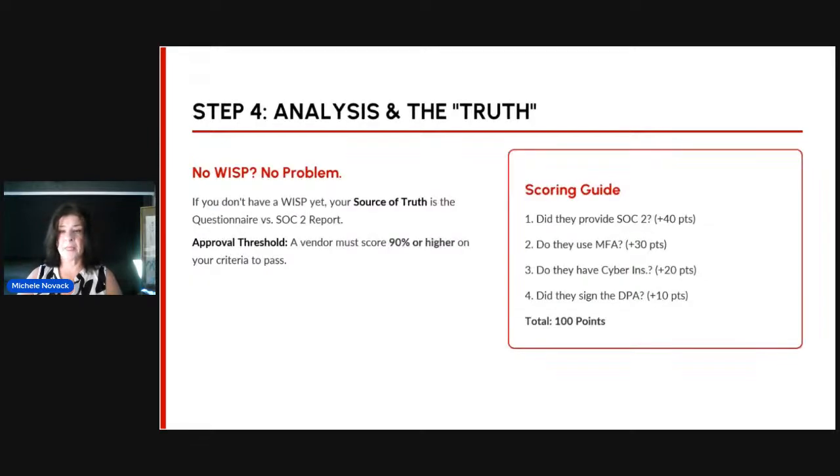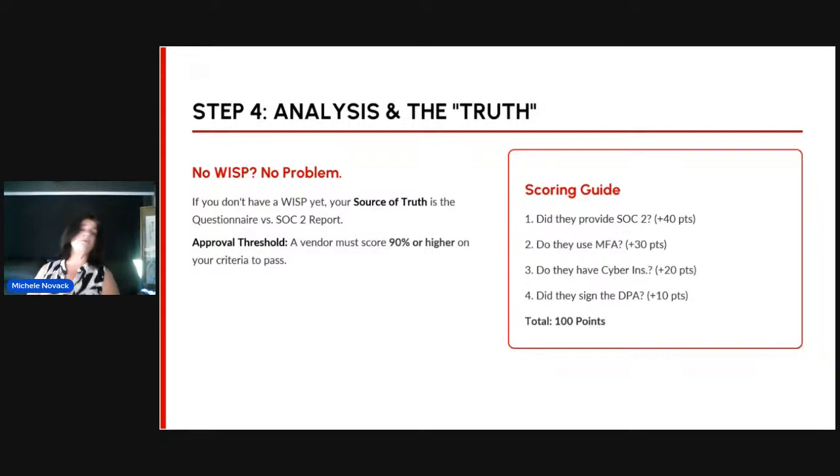Most firms do not have a 50-page WISP documented yet. If you lack an internal standard, your source of truth defaults directly to the strict binary pass-fail requirements of the FTC Safeguards Rule, just so you know. You need to analyze the truth, as I like to call it, to achieve a passing grade that can be filed in your regulatory defense folder. A vendor must score 90 points or higher.